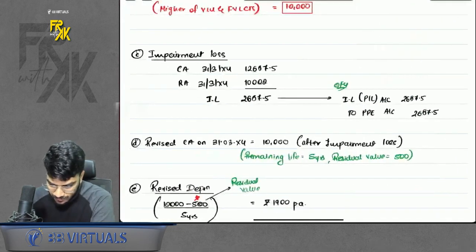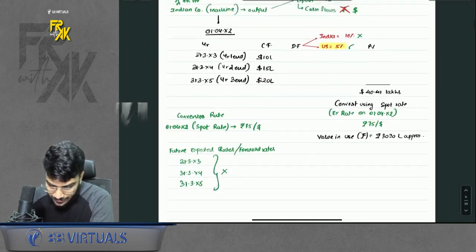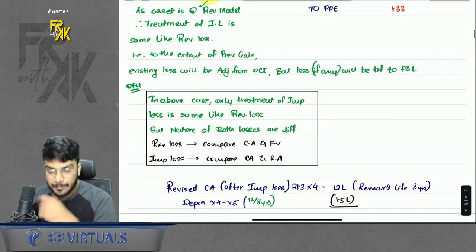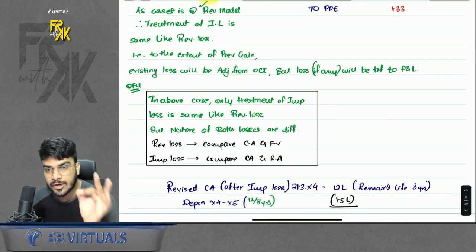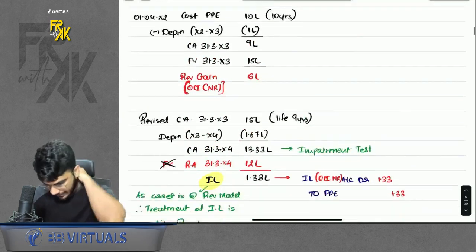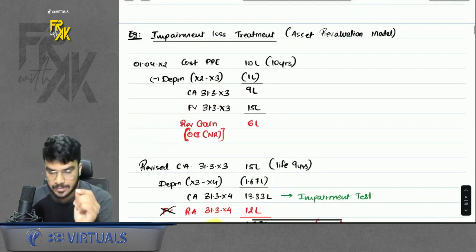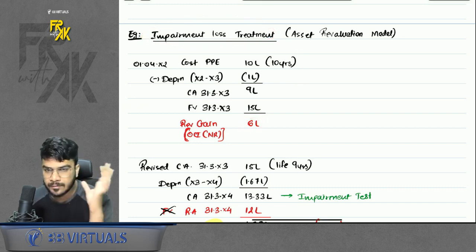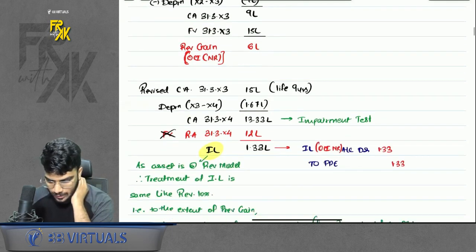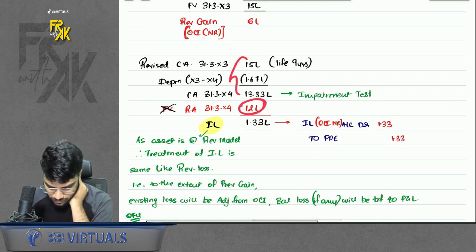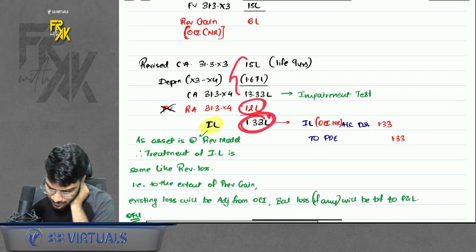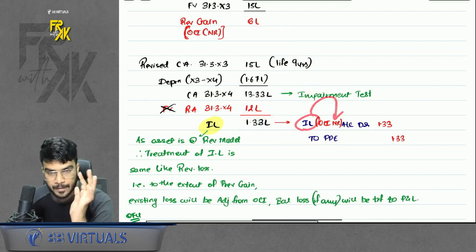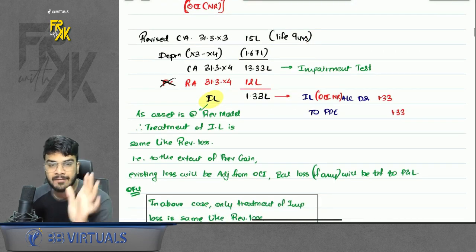But do remember one conceptual point which I told you: only the treatment is the same as revaluation loss, but the nature of both the losses is different. This is one example which I discussed. We have some PP, then we got a gain, and we booked the gain in OCI. Then in the subsequent year we got a loss of 1.33. Is the loss within the limit of the previous gain? The answer is yes. That means the full loss will be adjusted against OCI. We are treating the impairment loss like revaluation loss.